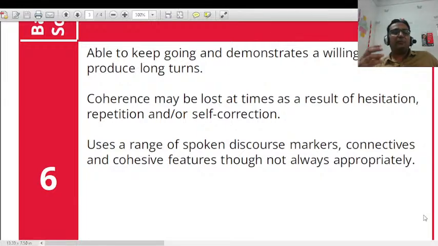So you cannot use but with although, clear. So this is the main small thing that students are having, and sometimes they are having some sort of repetition, like an occurrence may be lost at times as a result of hesitation.